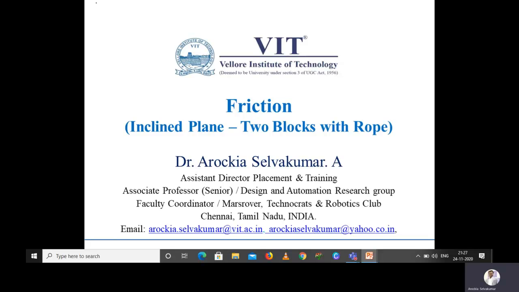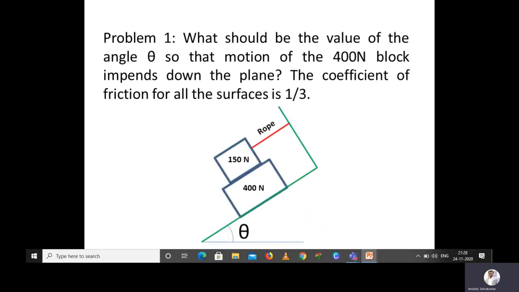Okay, good evening students. Today we will see a sample problem in friction. So today we are going to see the condition where two blocks are there. One block is tied with a rope and then the blocks are kept on an inclined plane. So this is the given problem.